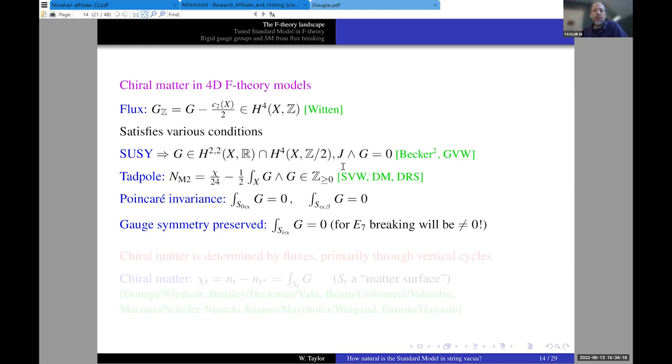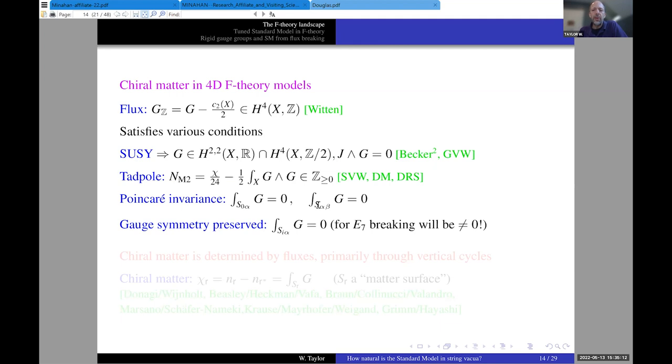There's a tadpole condition, which says that the integral of G wedge G contributes to an M2-brane tadpole, and the total of that tadpole has to match the Euler character over 24. And so we want to find the fluxes that satisfy these conditions. These are the fluxes that Mike and Frederik Denef and Ashok and others quantified when thinking about counting vacua of string theory. Here we're doing it in F theory, and we want to satisfy conditions of Poincaré invariance to give us a good four-dimensional supergravity background. That requires that the G flux integrated over certain surfaces, S0 alpha and S alpha beta, where again alpha is a base index, has to vanish.